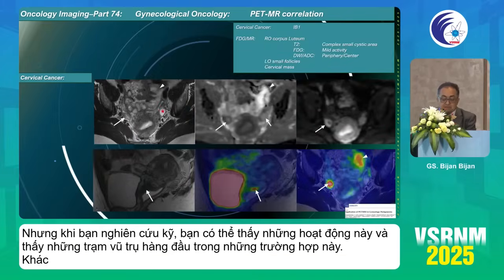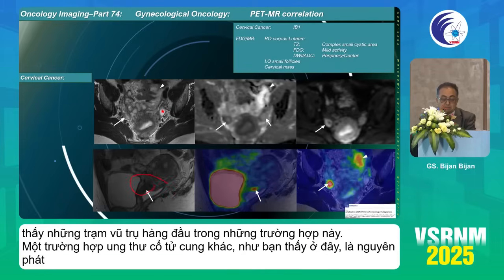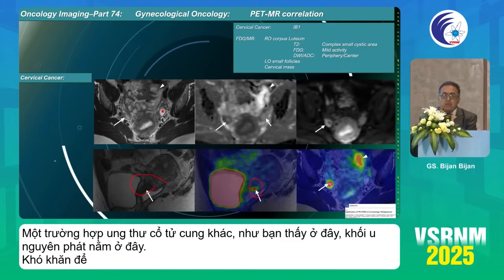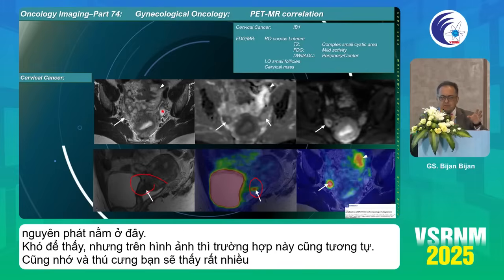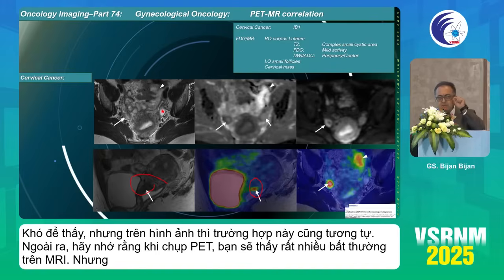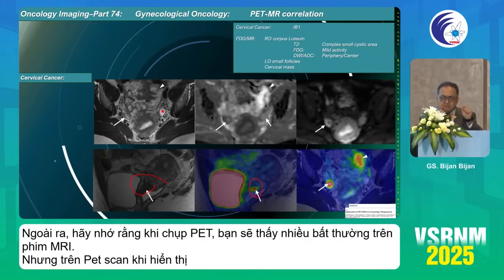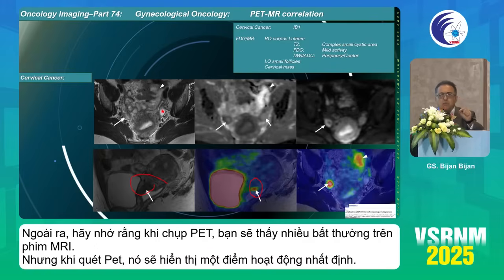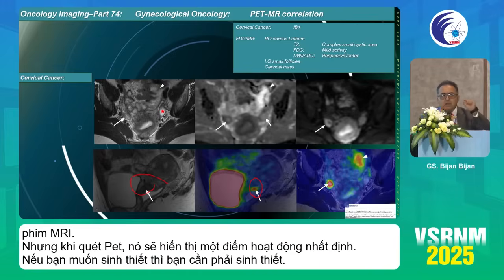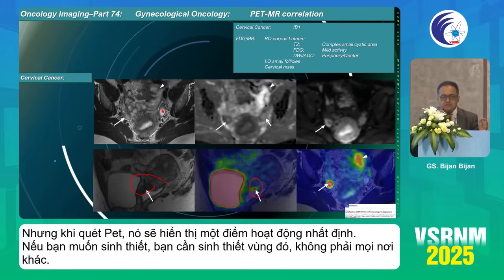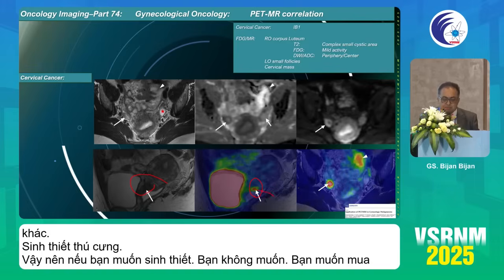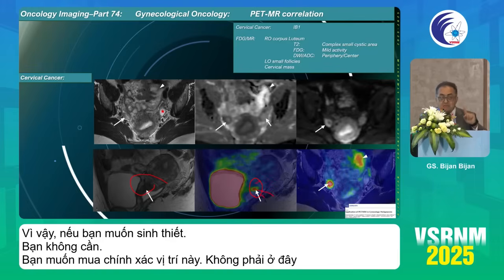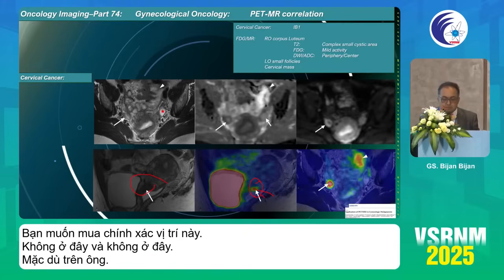Another case of cervical cancer. As you see here, the primary tumor is located here. Difficult to see, but on the PET images you can clearly see it. Also remember, on the MRI you may see a lot of abnormality. But when the PET scan shows a certain point of activity, if you want to biopsy, you need to biopsy that area, not everywhere else. We call it PET-guided biopsy, basically. So if you want to biopsy, you want to biopsy exactly this location, not here, not here, although on the MR, usually a wider area shows abnormality.